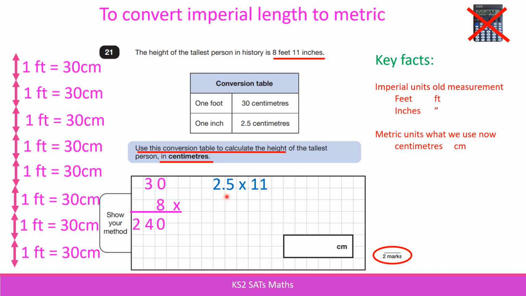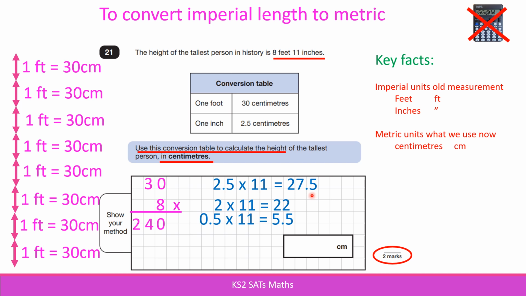Now, we've got to work out 2.5 times 11. So if I do 2 times 11, that gives me 22. And then I can do 0.5 times 11. So half of 11 is 5.5 because half of 10 is 5. Half of 1 is 0.5. So half of 11 is 5.5. To work out 2.5 of 11, we just need to add these. So the 2 plus the 5 is 7. So we have got 27.5.